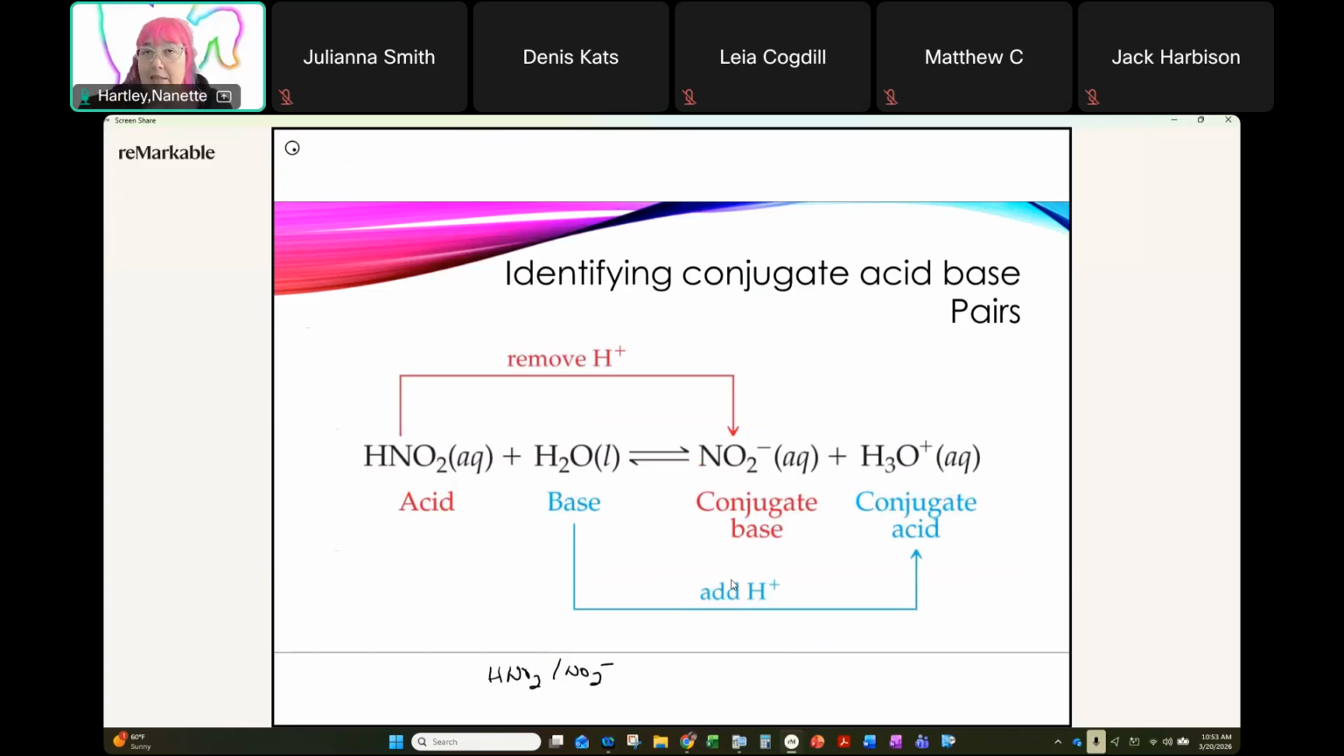When we talk about our base, it picks up a proton from HNO2 and therefore becomes its conjugate acid, which is H3O plus. So my base is the H2O, its conjugate acid is the H3O plus. When I'm looking at those pairs, we're always talking about the difference between them being one proton. The acid is the one that has the extra proton. It doesn't matter which side it's on, whether it's the acid side or the conjugate acid side, it's always the one that has the extra proton. Does that make sense?